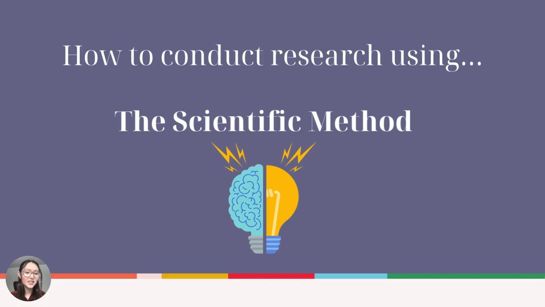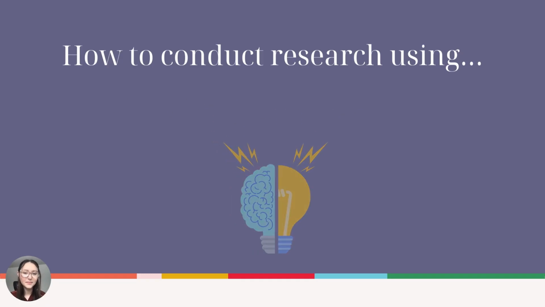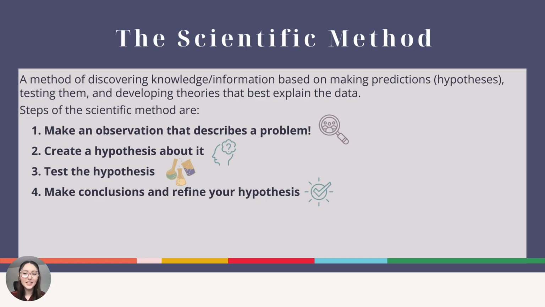Now, let's get into how to conduct research using the scientific method. The scientific method is one of the most popular research methods. It means to discover knowledge or information based on making predictions, which is your hypothesis, testing them, and developing theories that best explain the data. So let's start by going over the steps.